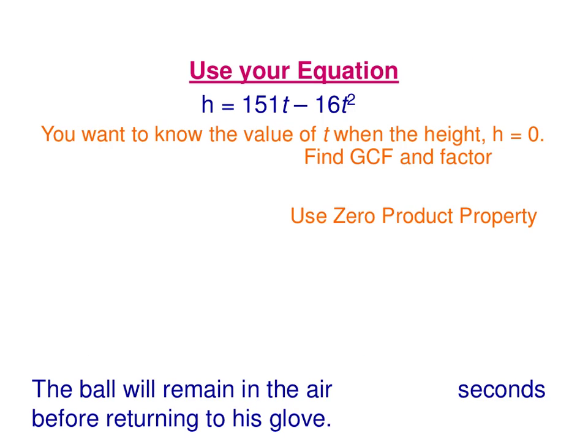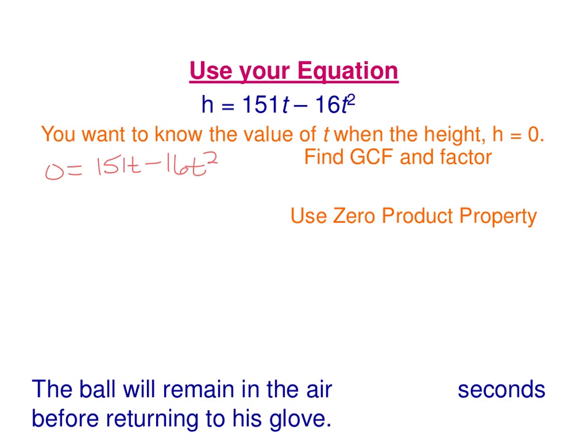Alright, so we're going to use our equation, and we want to know the value of t when the height equals 0. That's when it hits his glove. So what we're going to do is substitute in 0 for h, so 0 equals 151t minus 16t squared, and we're going to find the GCF, and we're going to factor.